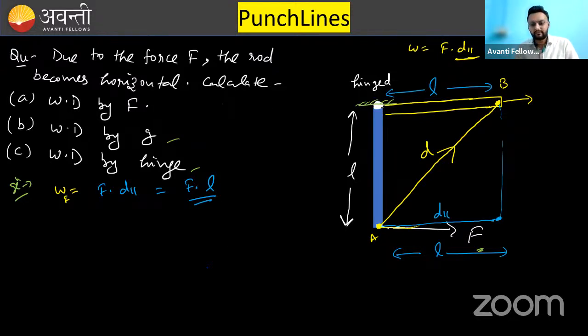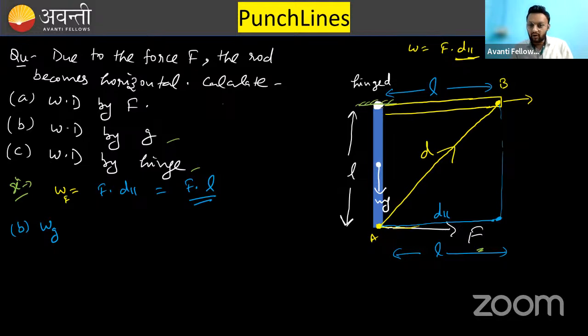Okay. Now again, moving further. The second part is work done by gravity. So we need to identify where the gravity is. Do you know that gravity is mg and it acts downward and always acts at the center of the body? Gravity acts at the center of the body. So gravity is downward mg, acting at the center.